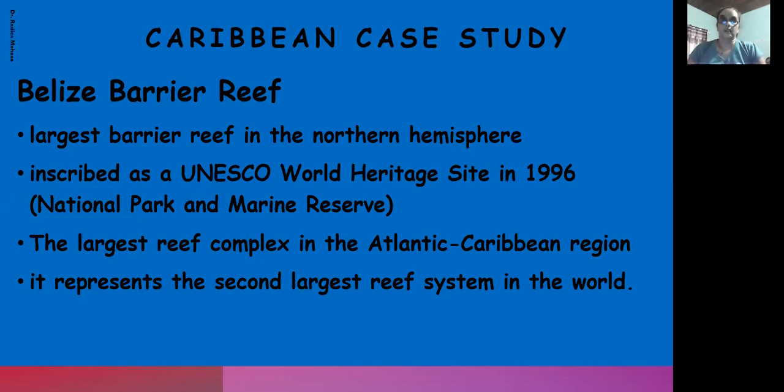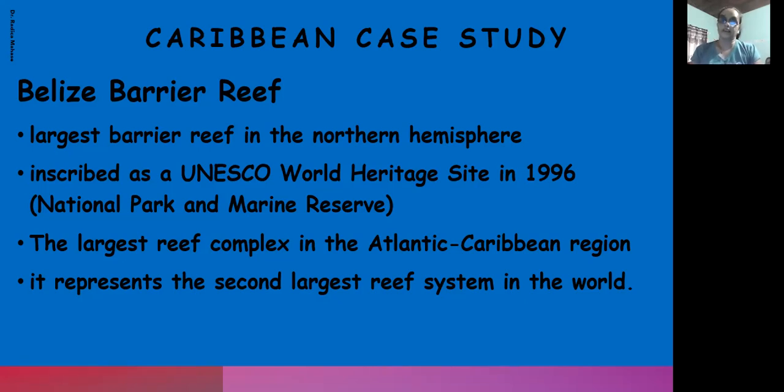Before I go into the other questions, I just want to use the Belize Barrier Reef as one of the case studies, because it is one of those reefs that you could use as examples for your different points. It is the largest barrier reef in the Northern Hemisphere. It is inscribed as a UNESCO World Heritage Site since 1996. And it is listed as a national park and marine reserve. Okay, so it is protected. It is supposed to be protected as a World Heritage Site.